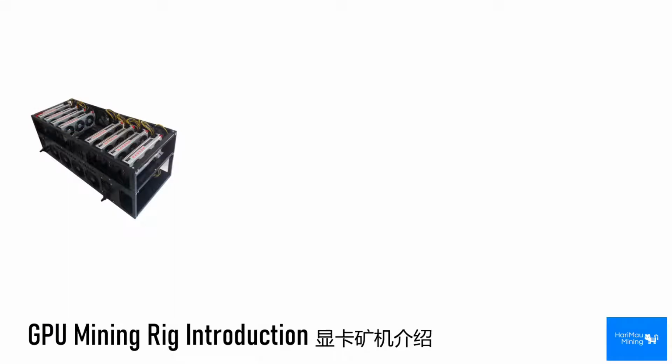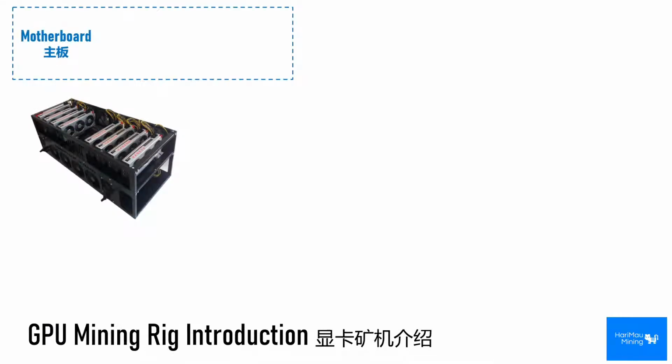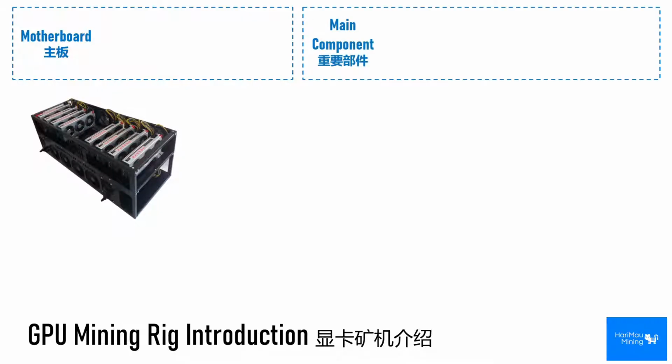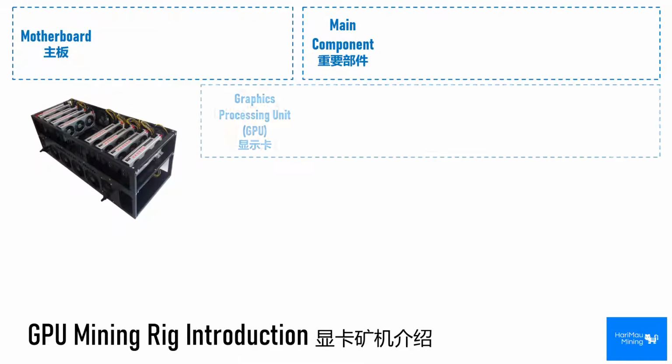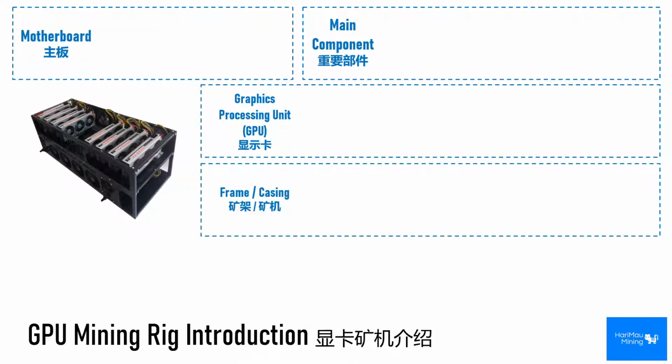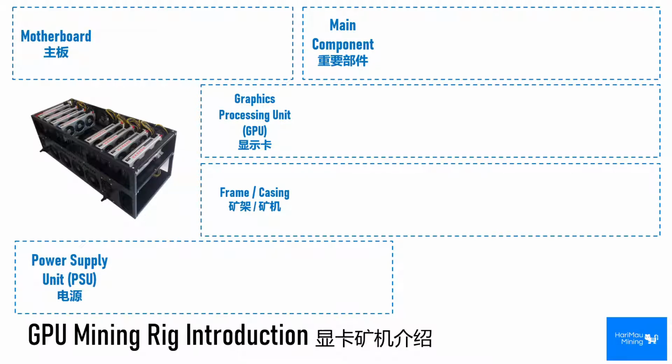Okay, right now we go through the GPU mining rig introduction. The first one will be the motherboard. The second one will be the main components. The third one will be the graphic processing unit, GPU, which we call graphic cards, then frame and casings, power supply units, and also other accessories, which may not be necessary inside the mining rigs.